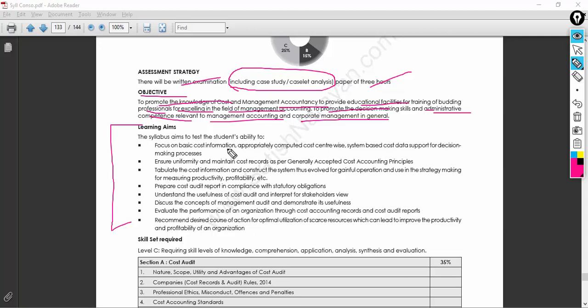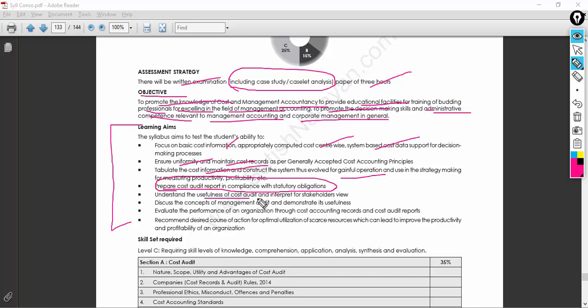You should know the focus: basic information, cost-wise analysis, and system-based cost data for decision-making purposes. You need to ensure uniformity and maintain cost records, so cost information for gainful operation. Prepare a cost audit report in compliance with statutory obligations, which is very important.